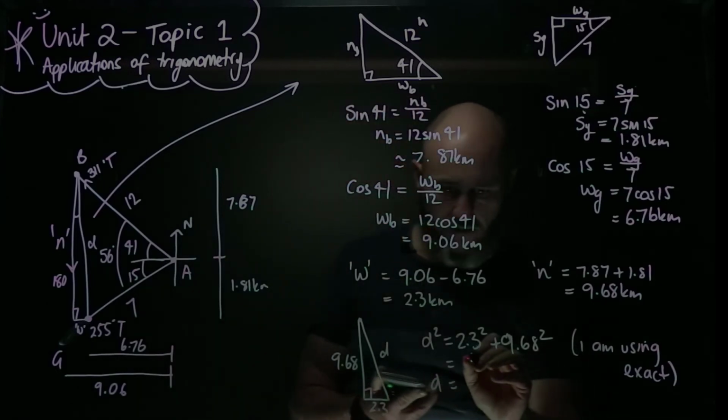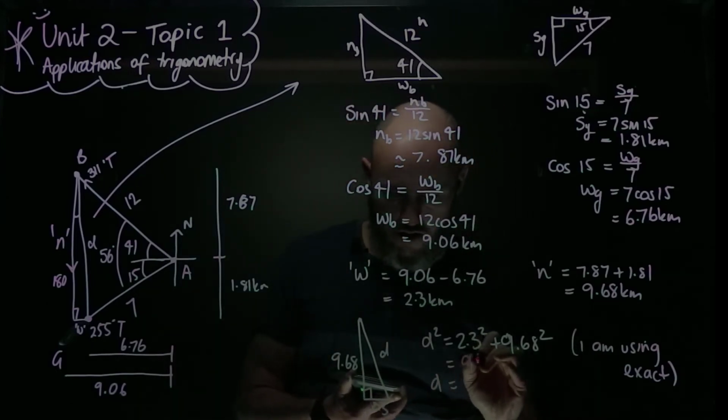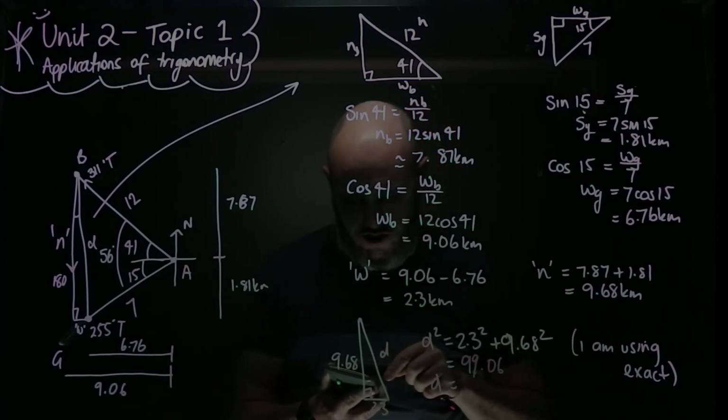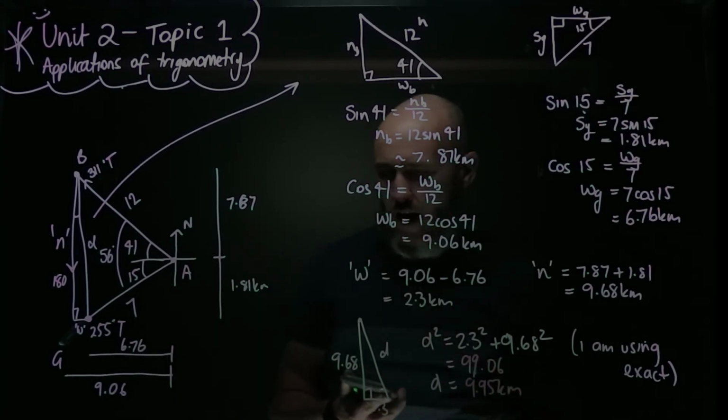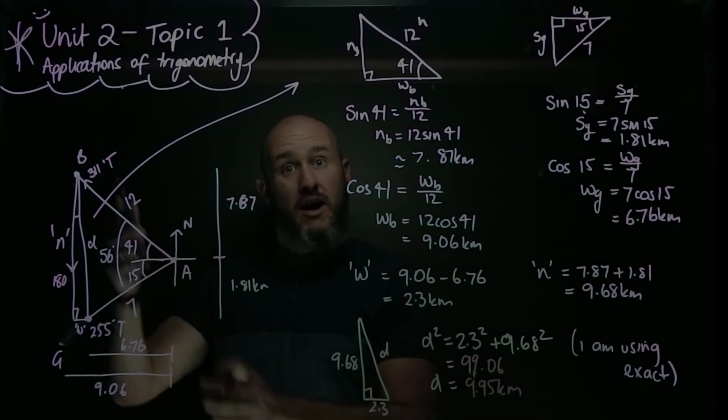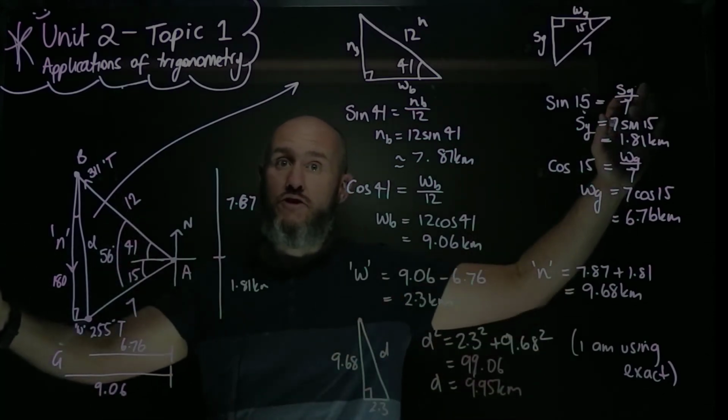Okay, using my exact values, I get 99, so that's 99, there's no decimal point there, let me rub it out. 0.06, and the square root of that, still on exact, is 9.95 kilometres. They are 9.95 kilometres apart after they've both gone off on their walks in different directions.